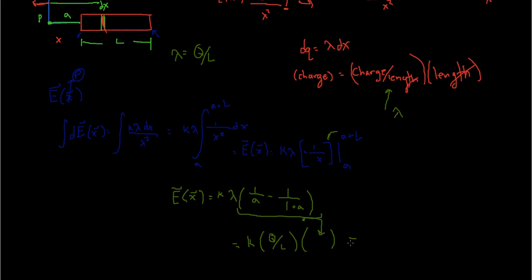And if you simplify that just with algebra, you see that this just equals the constant times the total charge over A times L plus A. So essentially with this equation, if you have a point P and you know how far away it is from the rod, and you know how long the rod is, and you know its total charge, you can calculate the electric field at point P along a single dimension.